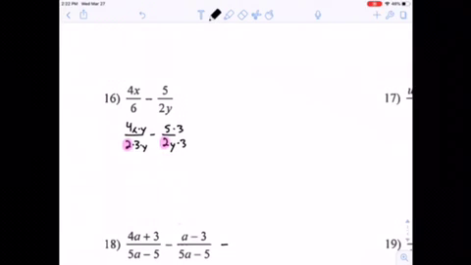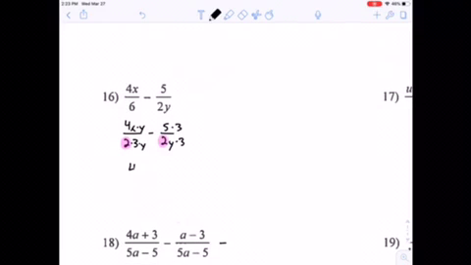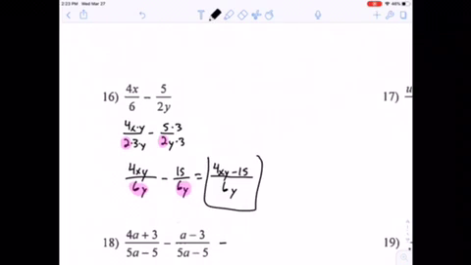And now I'll get common denominators. So we got a 4xy on top and a 6y on bottom, 15 on top, 6y on bottom. So now denominators are the same. So our answer denominator is going to be the same, and we just subtract the numerators. So 4xy minus 15 on the top.